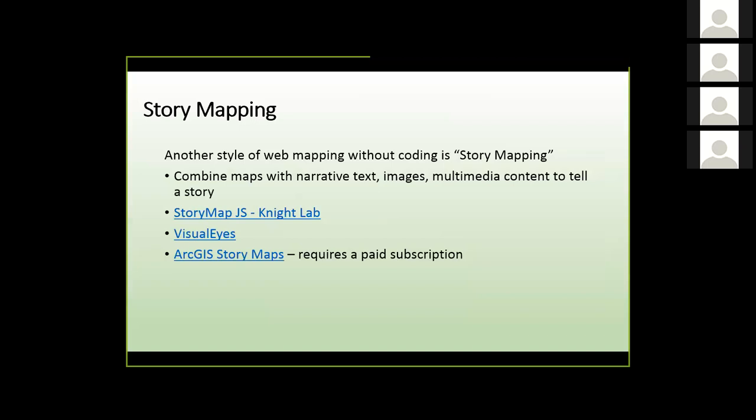This is the process of combining maps with narrative text, images, and multimedia content, often to tell a linear narrative. I've seen examples of oral histories where people produce these story maps that weave the text or the interview material into the web map and show perhaps the maneuvering of the person through space somehow, right?